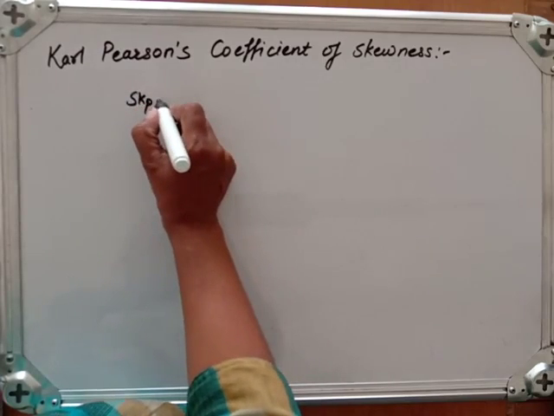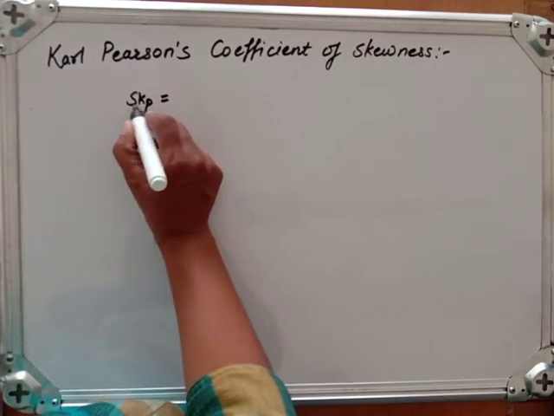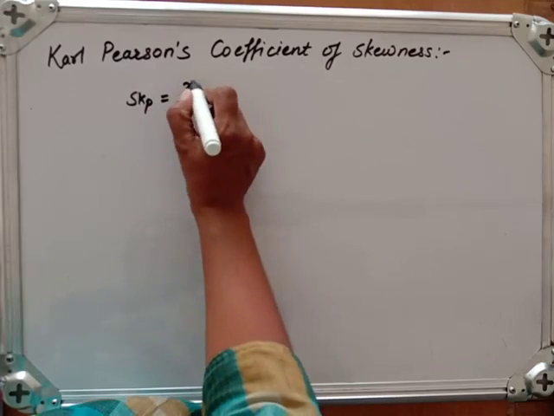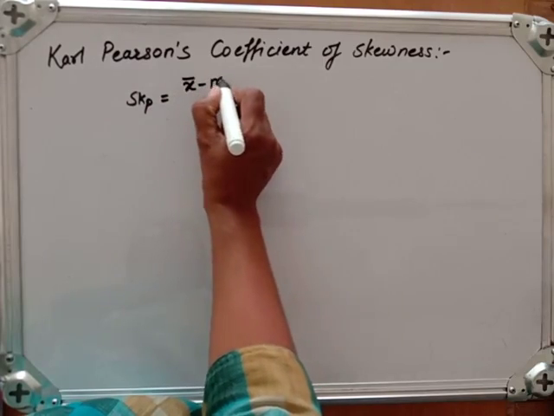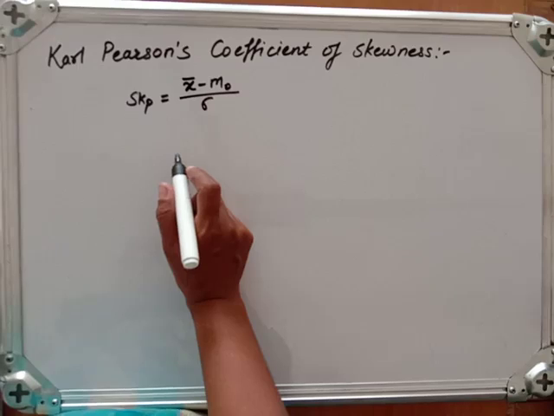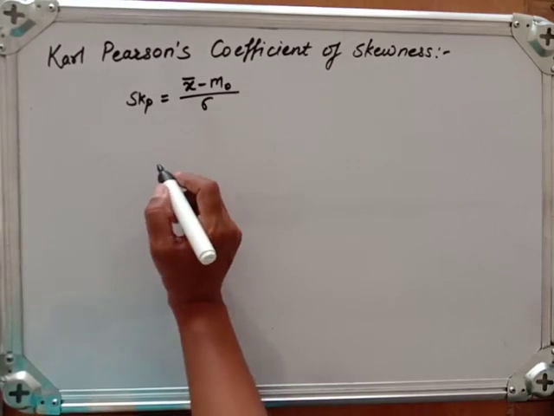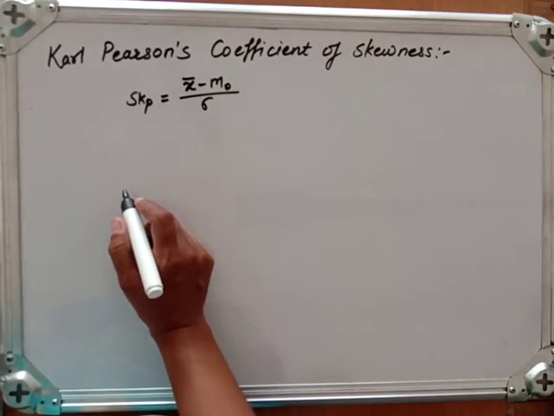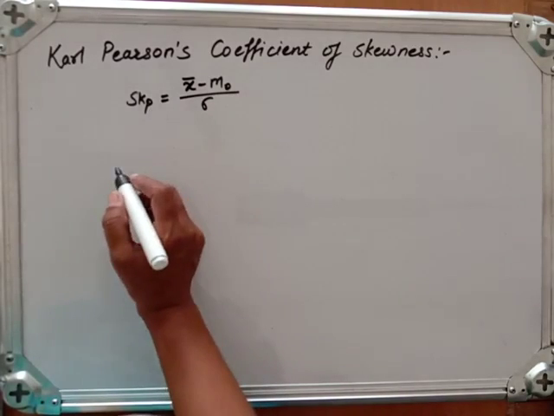This coefficient of skewness is given by him, denoted by P for Pearson. It is given as the difference of mean and mode, and we take the ratio of that difference with the standard deviation. That ratio is nothing but Pearson's coefficient of skewness.